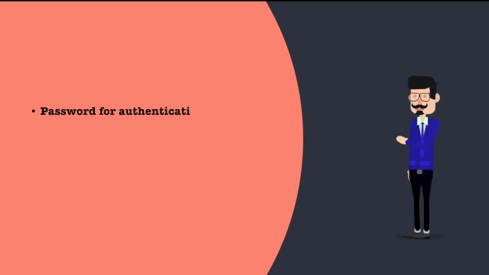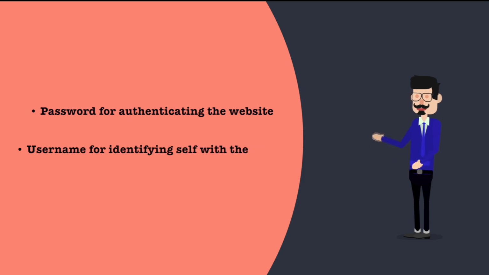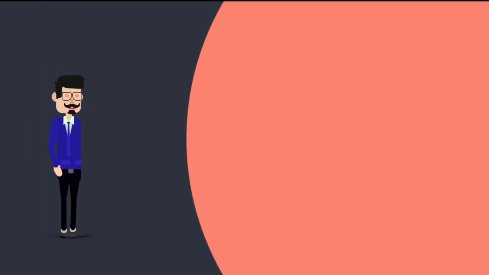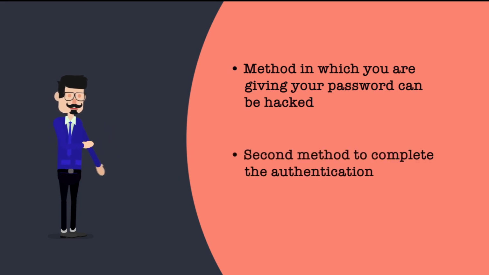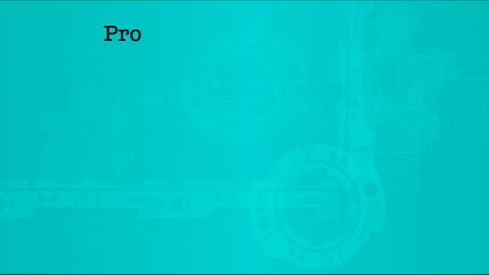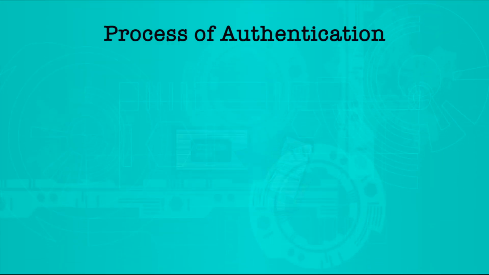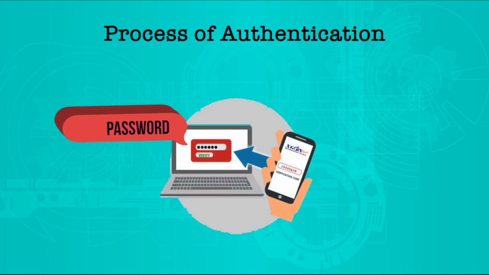When you give a password, you are authenticating with the website. When you give your username, you are identifying yourself with the website. It may so happen that the method in which you are giving your password can be hacked. So we need to cater to a second factor, a second medium, wherein you supply additional information to complete the process of authentication. So the process of authentication will have two steps.